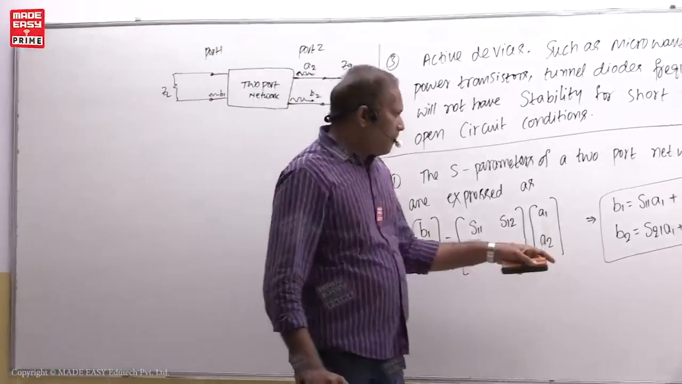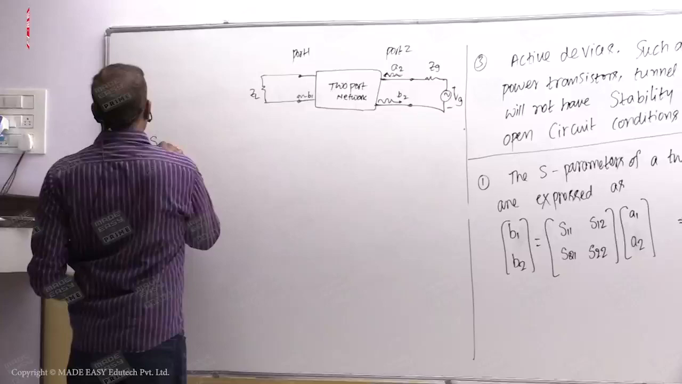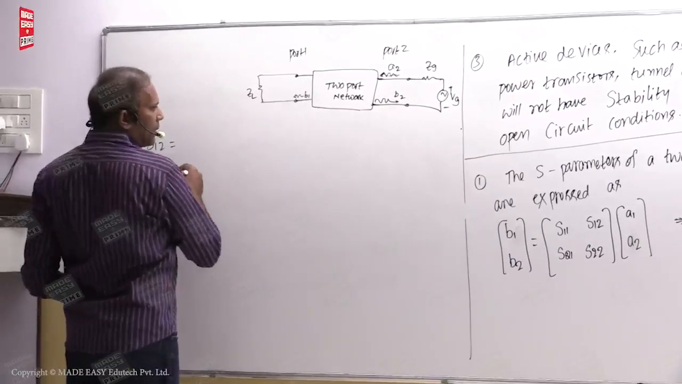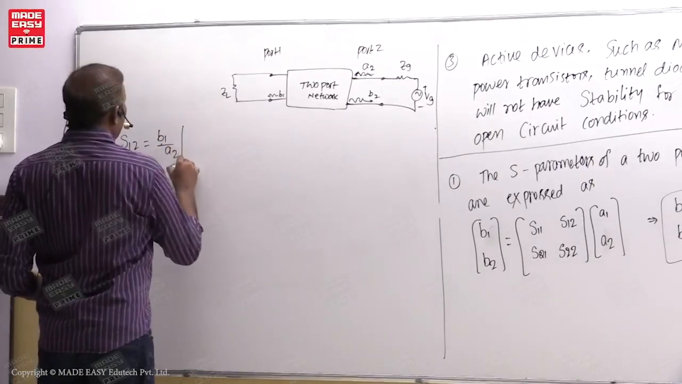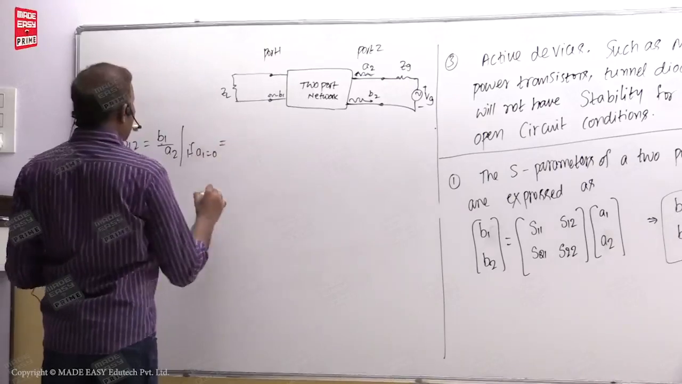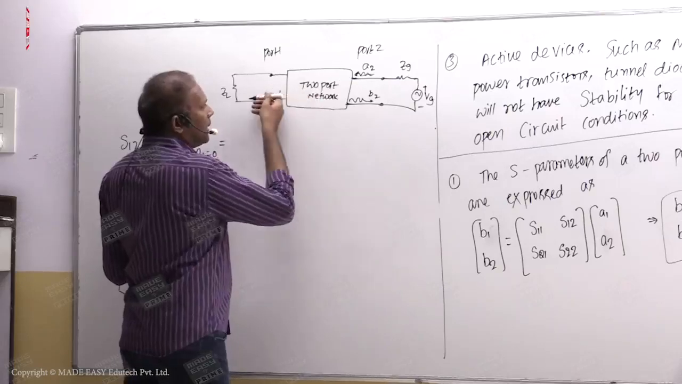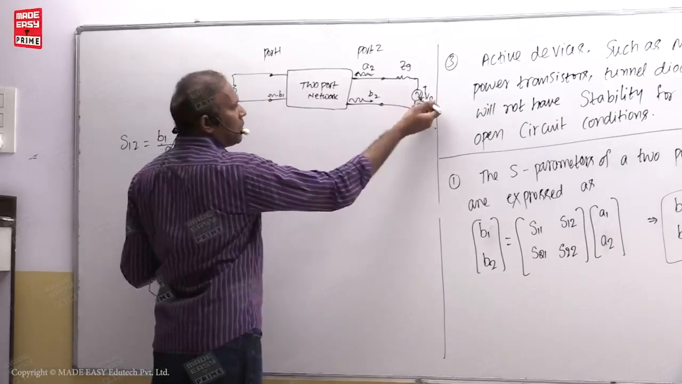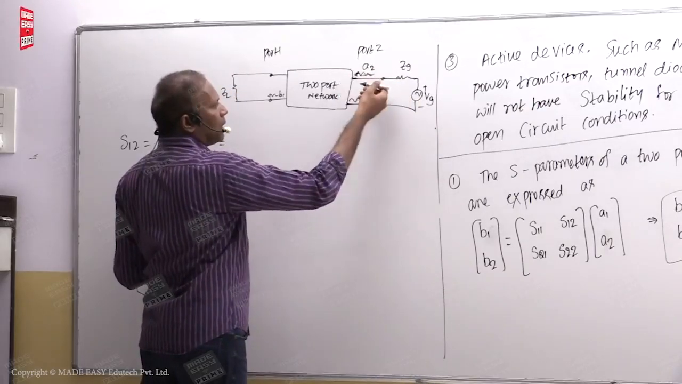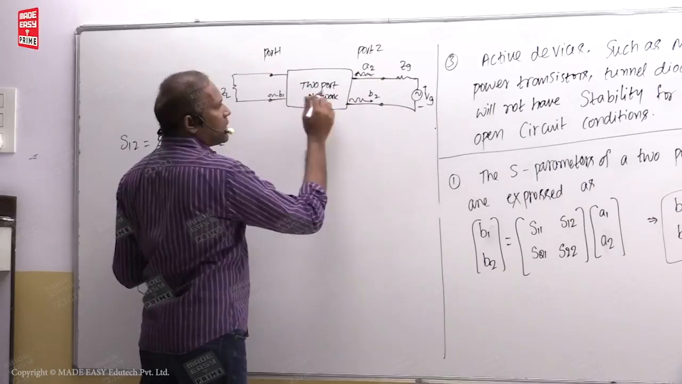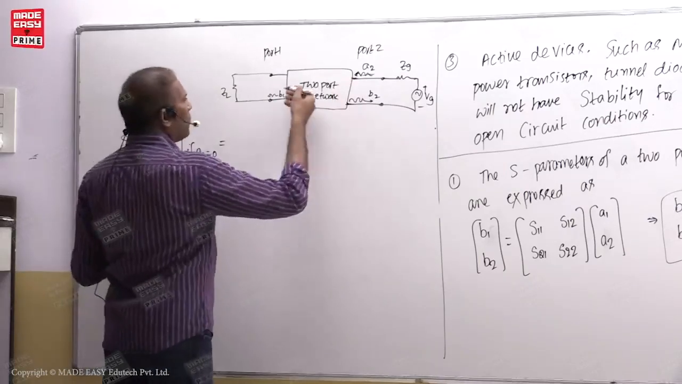Now you see this one. You want S12 now. S12 is nothing but B1 by A2, provided A1 is equal to 0. What is B1 now? I told you. Now why is the signal going to port 1? Because there is a source here. From that source what is coming here? Incident signal at port 2. That means this is the signal which is transferred from port 2 to port 1. So that is called transmitted signal from port 2 to port 1.